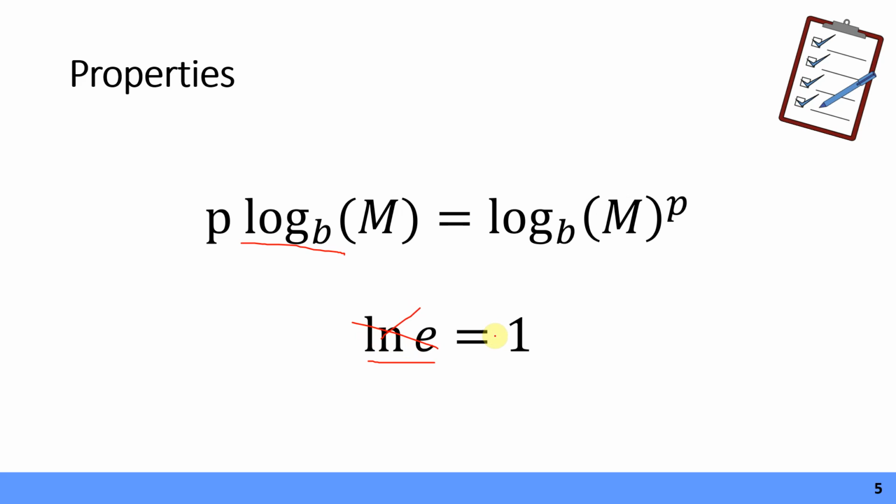Make sure you have all of these properties in your notes. I understand if you don't quite get them yet, because we just talked about them right now, but in the next few examples, you're going to start seeing how they come in handy.